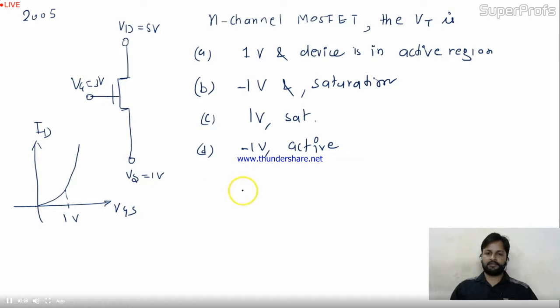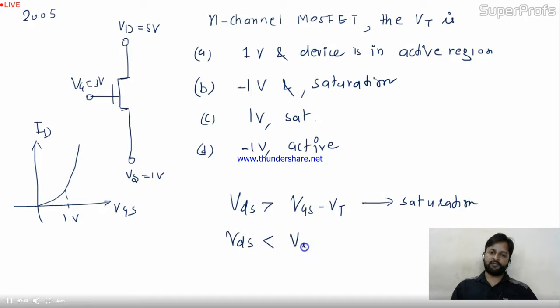So friends, we have seen if VDS is greater than VGS minus VT, then it's saturation. We have seen this. And if VDS is less than VGS minus VT, it will be active region. Is it okay? I'll check the condition over here because I'm given VD and everything. So let's check the condition.